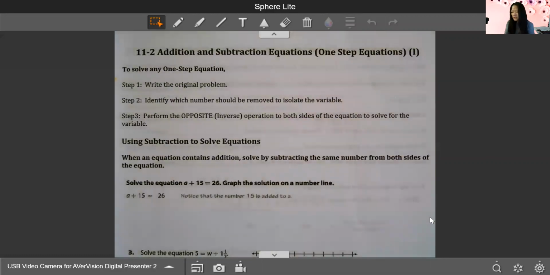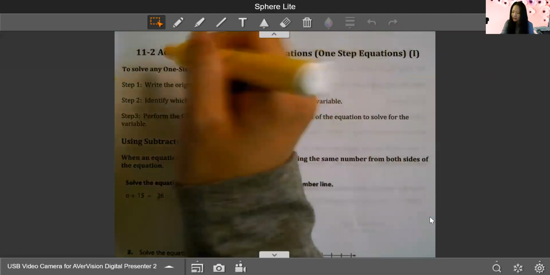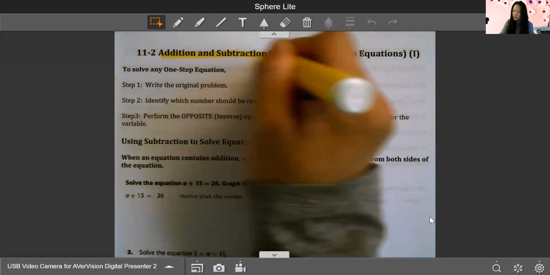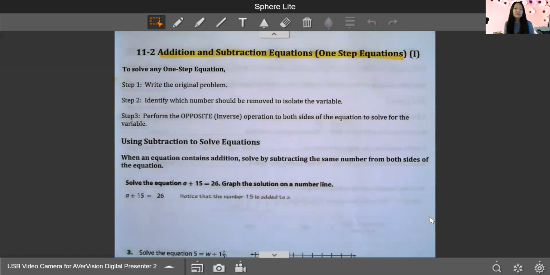It says addition and subtraction equations because there are four types of one-step equations. There are addition one-step equations, subtraction one-step equations, multiplication one-step equations, and division one-step equations. Today we're going to focus on addition and subtraction one-step equations. It is called a one-step equation because it literally takes one step to solve.